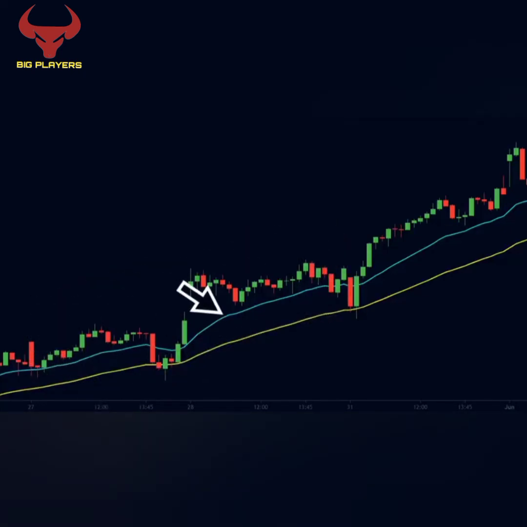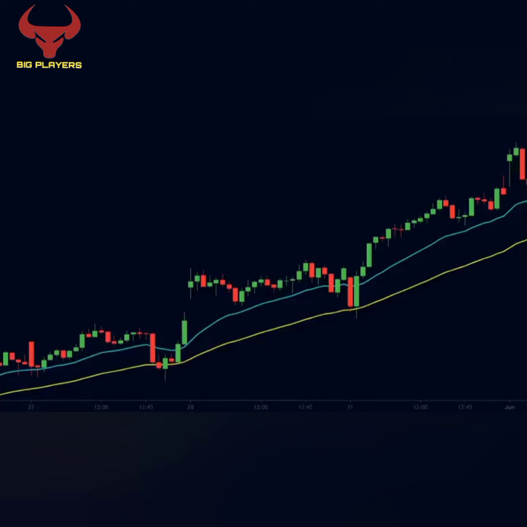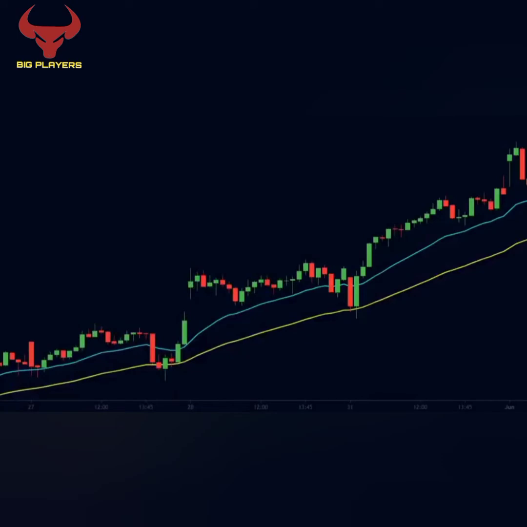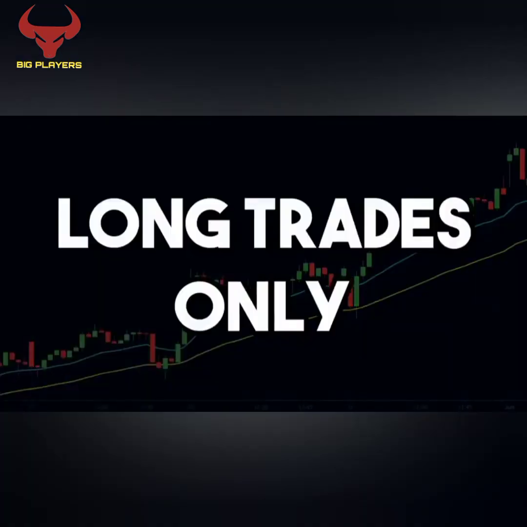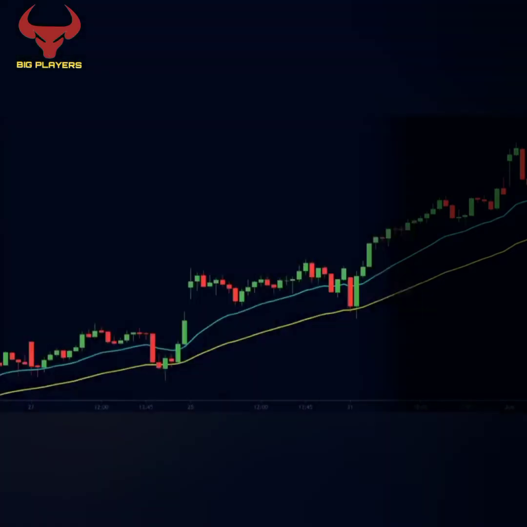The 20 EMA should be above the 50 EMA. And both of these moving averages should be sloped upwards. When all of these conditions are met, we can conclude that the price is in an uptrend. Hence, we will be looking for long trades only. The second step is to wait for a pullback.